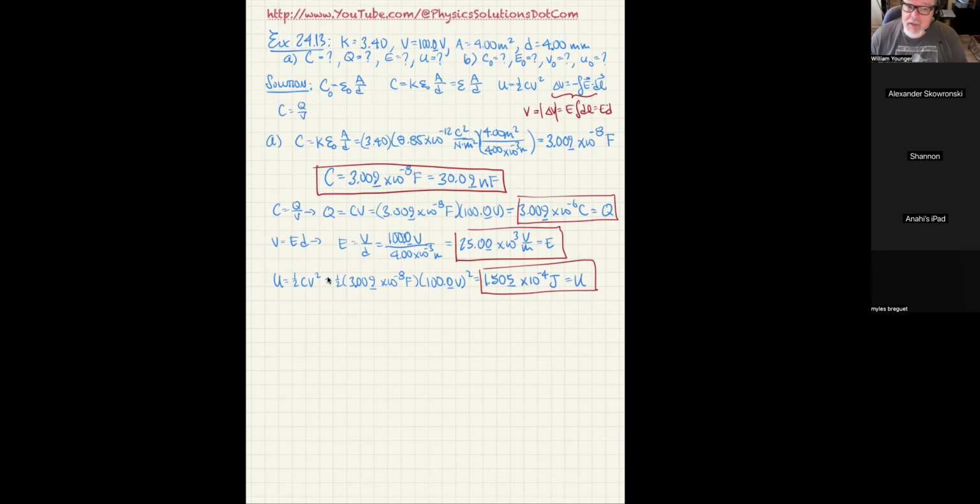Now part B, they're saying we want to actually remove the dielectric and then find the new values, capacitance, and that sort of thing.